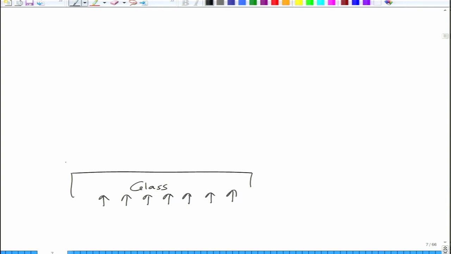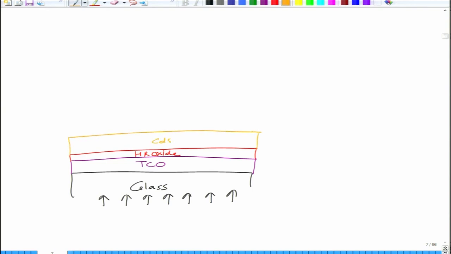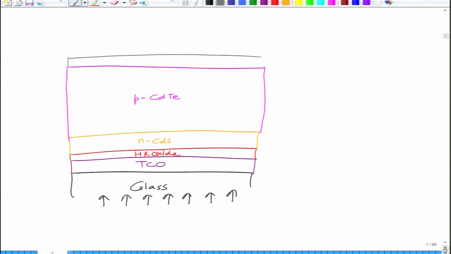and then we have TCO. So you can have a TCO here. TCO means transparent conducting oxide. And then we have a thin high resistance oxide, HR oxide. And then we have a layer of CdS. So this is CdS. This is the n-type layer, and then we have a layer of CdTe. This is p-type CdTe, and then we have a secondary contact. So you can make a contact on top here, top contact. Okay.